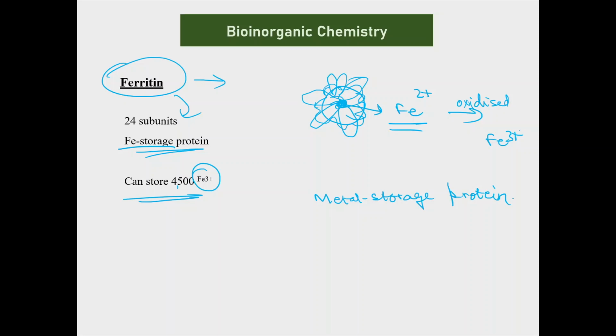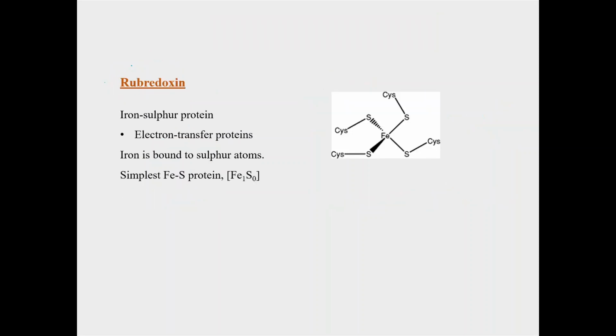Okay. So the next is rubredoxin. There are various iron sulfur proteins, and rubredoxin is the simplest iron sulfur protein among them. All these iron sulfur proteins are electron transfer proteins. Here iron is bound to sulfur atoms, that's why we call them iron sulfur proteins. Irons are bound only to sulfur atoms. This is the simplest FeS protein, which we often write as Fe1S0.